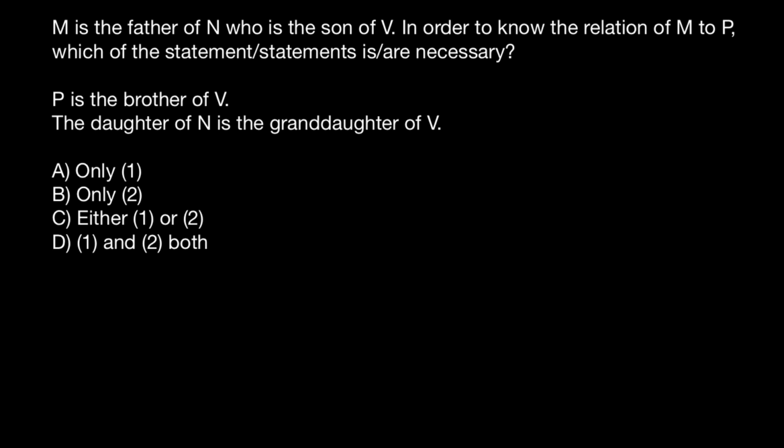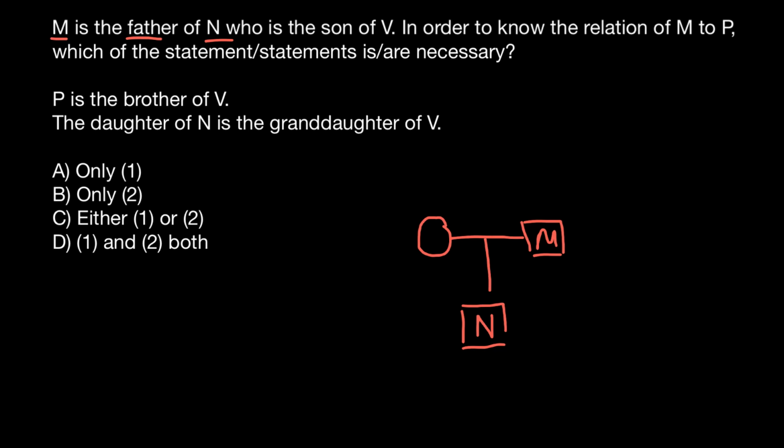So let's follow the logic of the problem. We are told that M is a father of N. So let's draw a pedigree. We are told that M is a father of N, and N is a son of V. So N is a son, so N is a male and son of V. We know that father is M, so V only can be his mother.